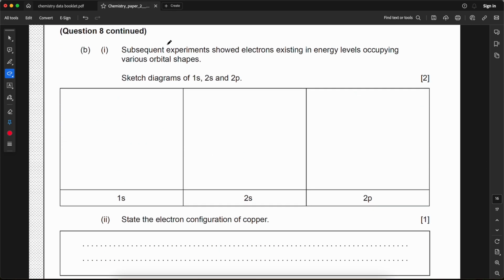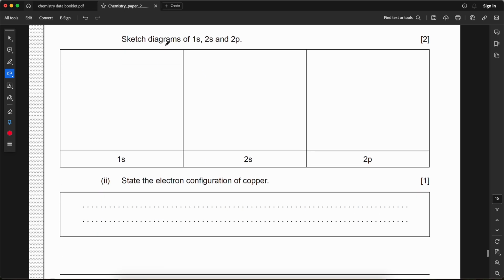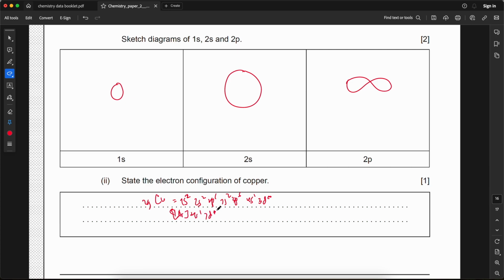Subsequent experiments show electrons existing in energy levels occupying various orbital shapes. Sketch diagram 1s, 2s, a little bit bigger, and 2p. State the electron configuration of copper. Copper atomic number is 29. So that would be 1s2, 2s2, 2p6, 3s2, 3p6, 4s1, 3d10, or short notation is Ar, 4s1, 3d10.